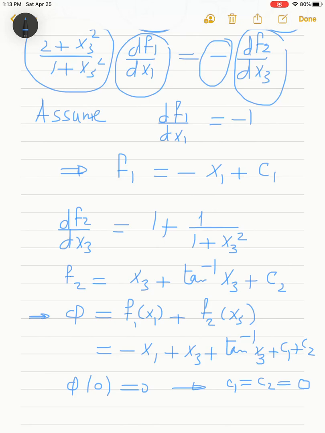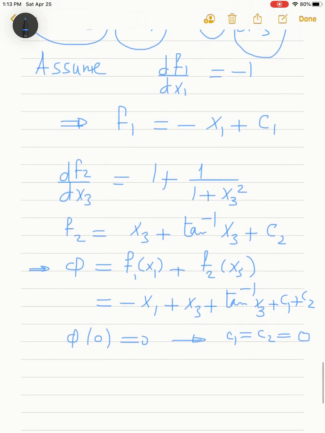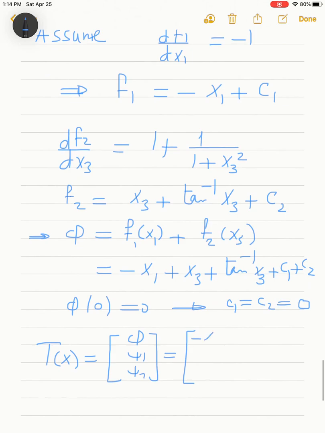That will give us the transformation phi, and consequently our diffeomorphism transformation would be given by phi, psi1, psi2, and that can be written as minus x1 plus x3 plus tan inverse of x3, and this is x2 and this is x3. So this is the transformation.